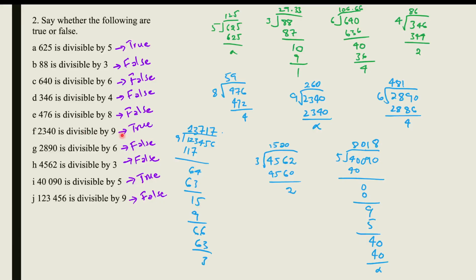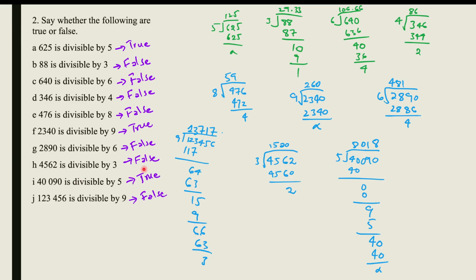2340 is divisible by 9. It is true because if you see 9 multiplied by 260 is equal to 2340 without any remainder. It is completely divided, giving us a whole number. Therefore, this is true. 2890 is divisible by 6. It is false, and here you see if we continue division further, we will get a decimal in here, and again we will be getting the remainder again. Therefore, it is false.